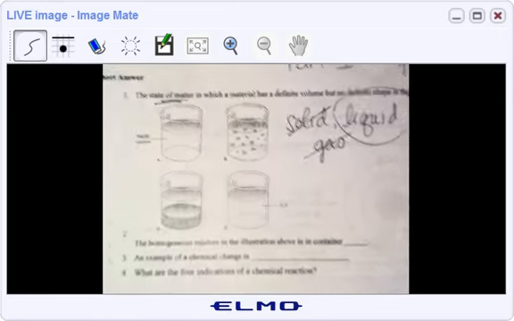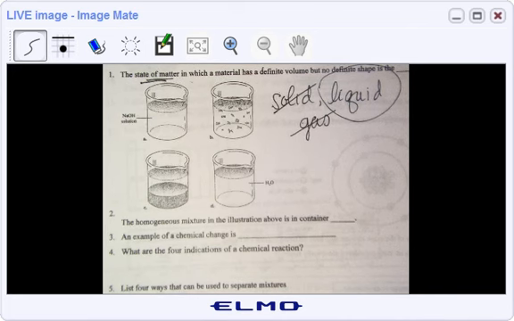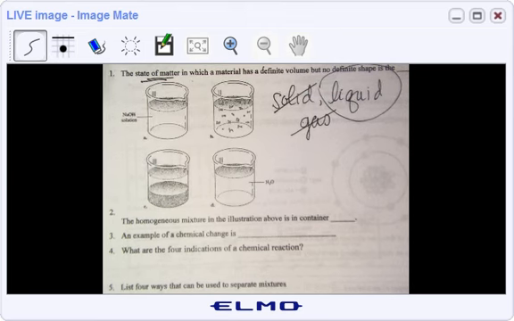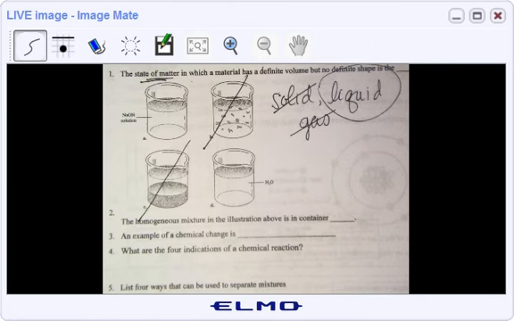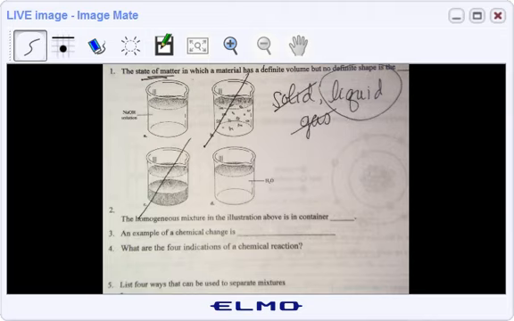Number 2. You're looking at these diagrams. These are the same ones that will be on your exam. The homogeneous mixture in the illustration above is in container A, B, C, or D. C and B are out because those are heterogeneous. You can see different colors of something in it, okay? Homogeneous means it looks like something clear. You can't see other particles in it. The correct answer is A.